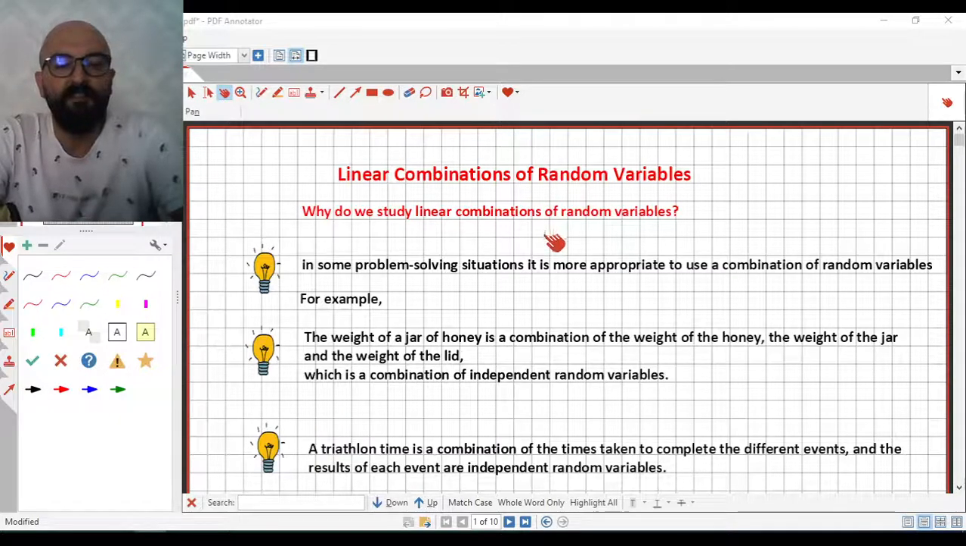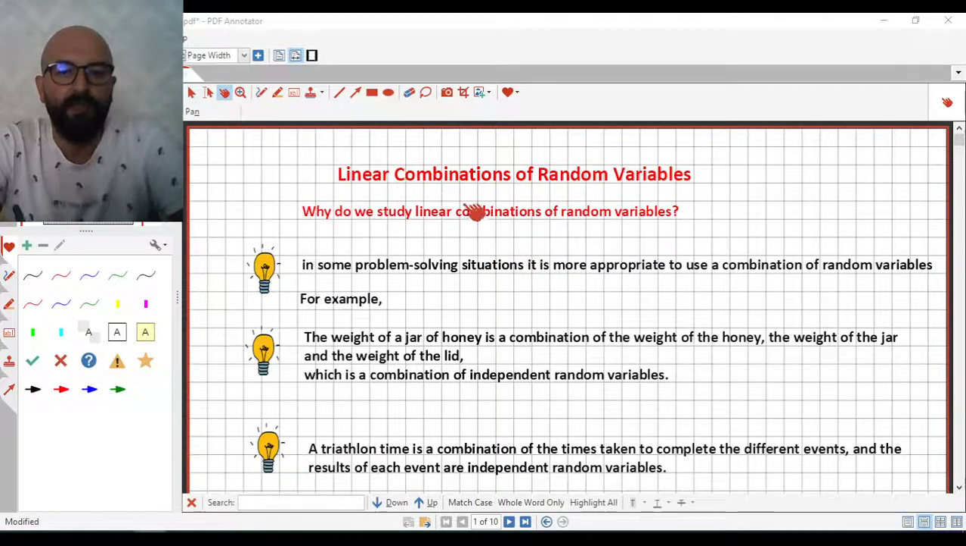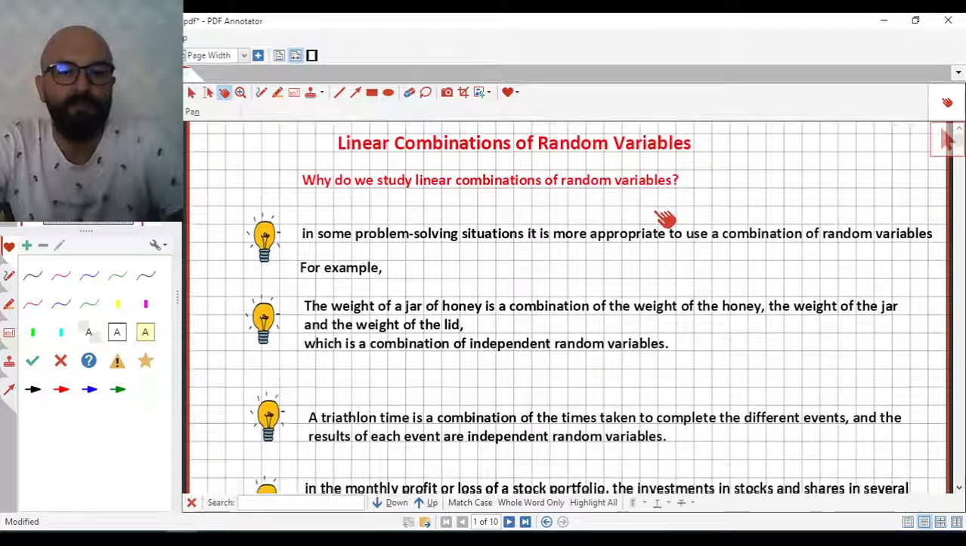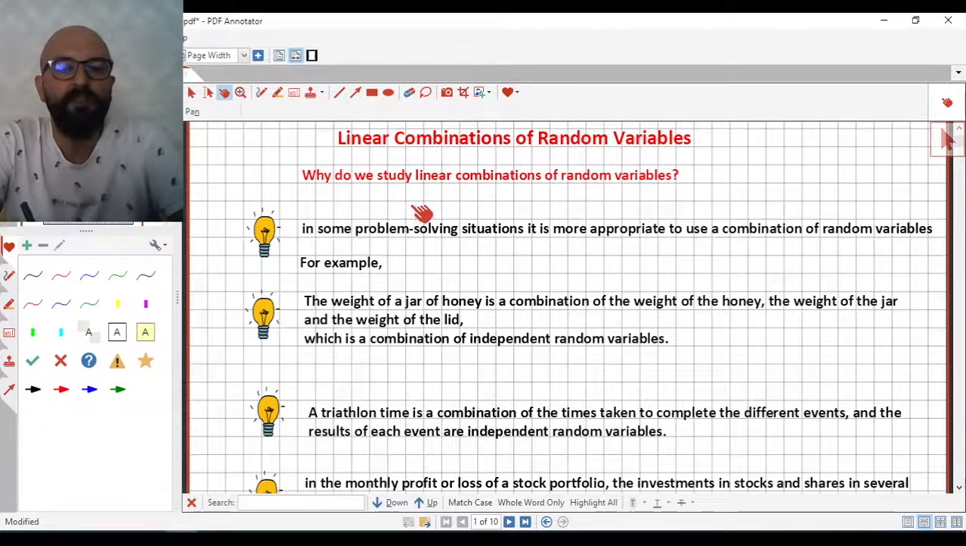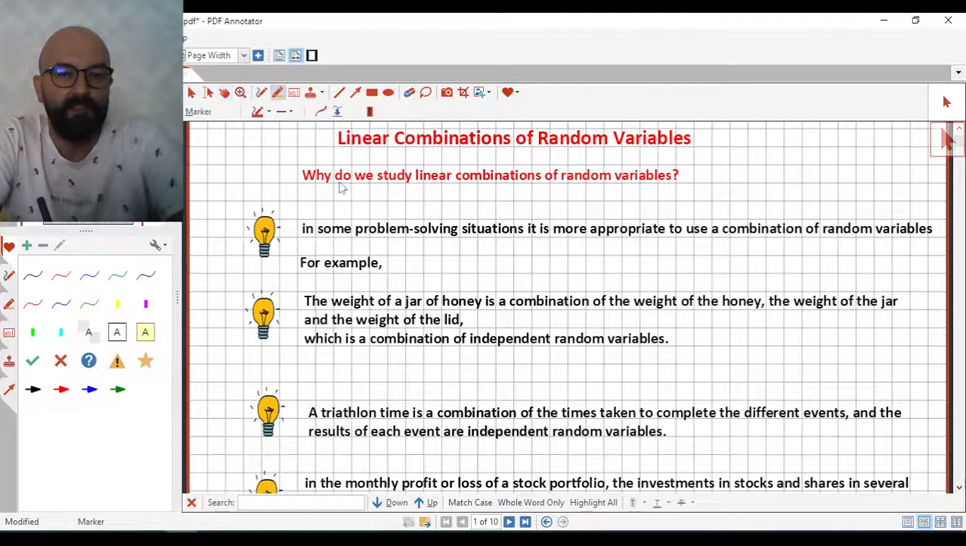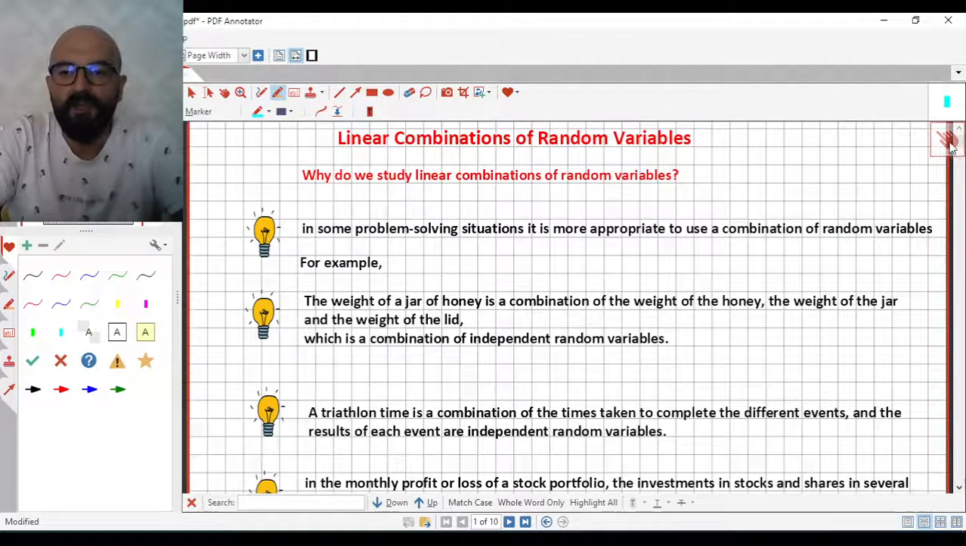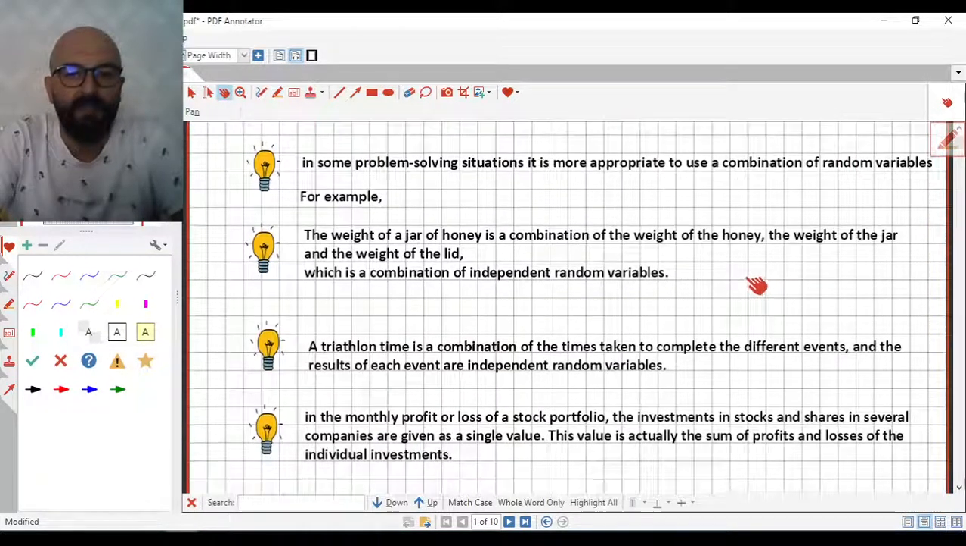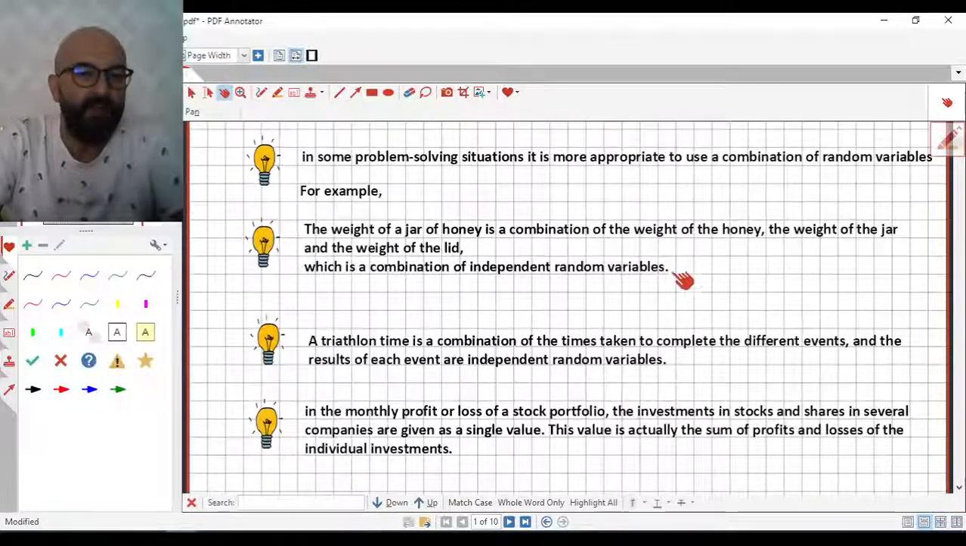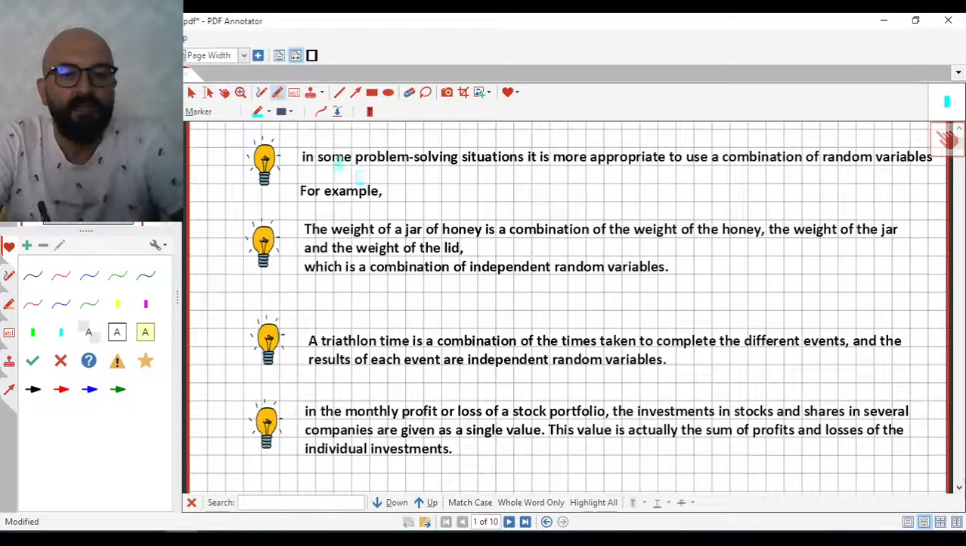Now, in this lesson, we will pass to the next topic. Our topic name is linear combinations of random variables. Why do we study linear combinations of random variables? We will learn. We have some examples about linear combinations of random variables. In some problem solving situations, it's more appropriate to use a combination of random variables.